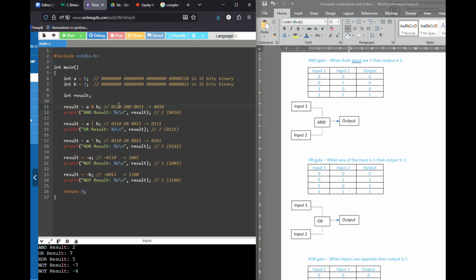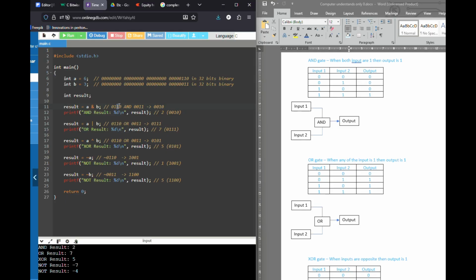We take only 4 bits here, 0110 for A and 0011 for B. This is an AND gate, with A and B as inputs, so they will be converted. The first bit is 0 and the first bit is 1. These are the two inputs, input 1 and input 2, and for the AND gate, when the inputs are 0 and 1, the output is 0. Yes, here the output is 0.